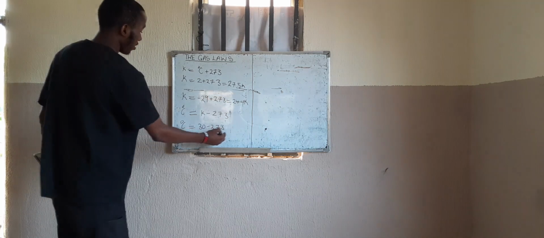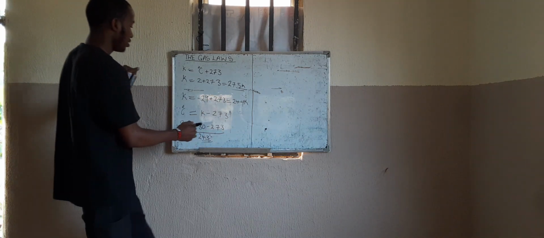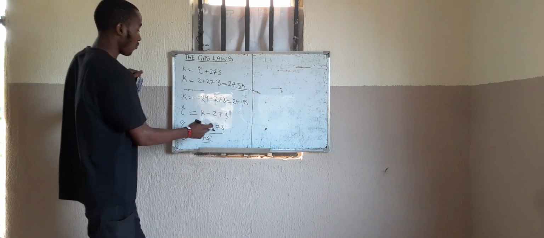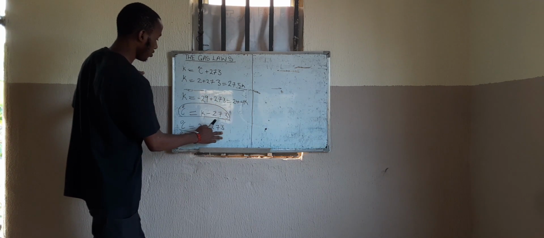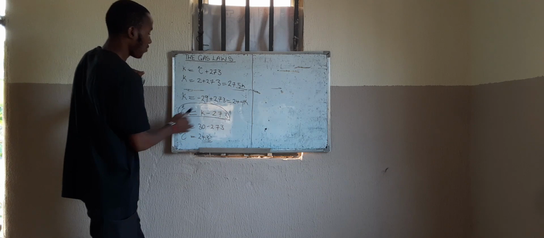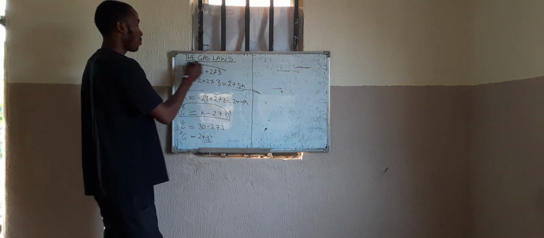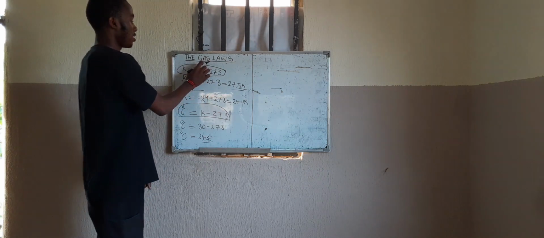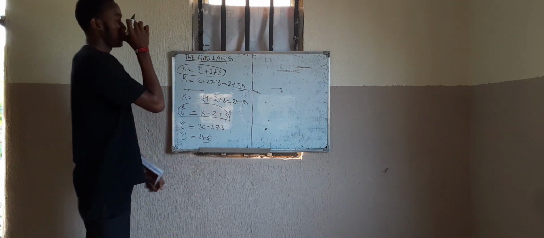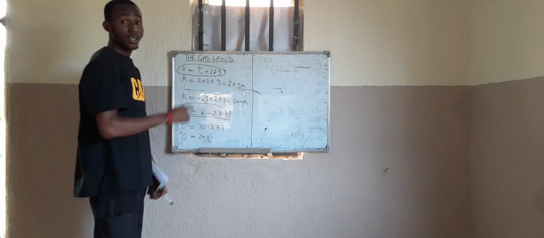Actually, this is the formula for converting Kelvin to Celsius, and this other formula is used for converting Celsius to Kelvin. Just replace the Celsius here and add 273, and it will be converted to Kelvin. Hope we are following.